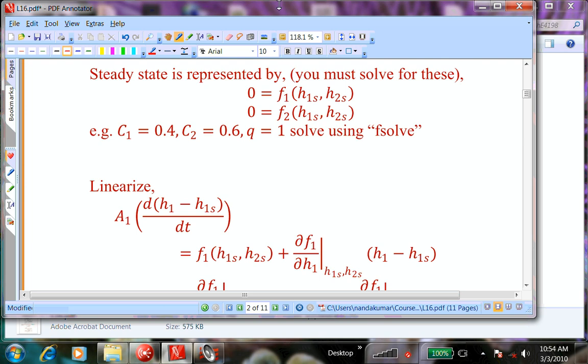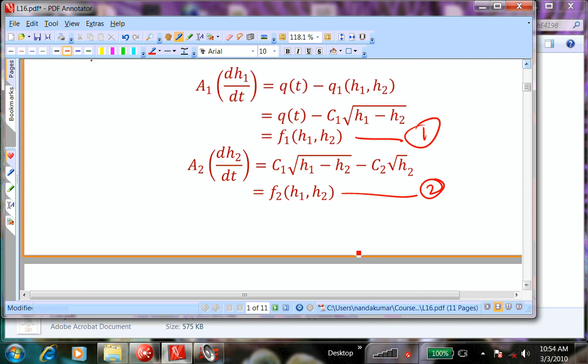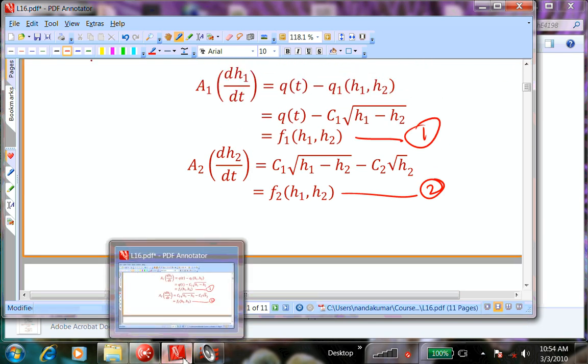Then I'm going to say f1, the first function, is equal to Q minus C1 times square root of H1 minus H2. I have to define what H1 and H2 are. Okay? Anything that appears on the right hand side of an equal sign must be defined previously. So I have the option of using X1, X2, or saying H1 is equal to x of 1, H2 is equal to x of 2. Okay. So I'm defining h1 and h2 to be the two numbers that come in through the input argument x.